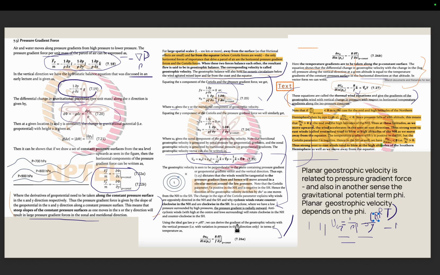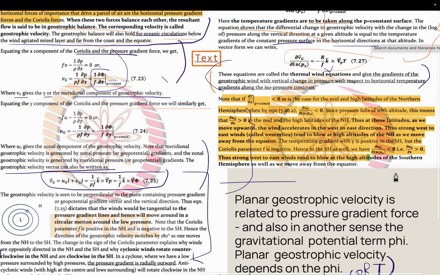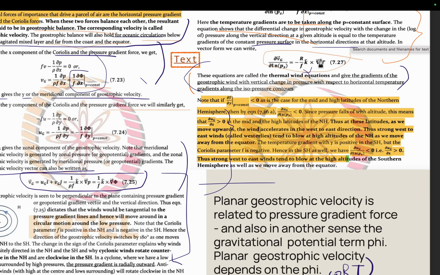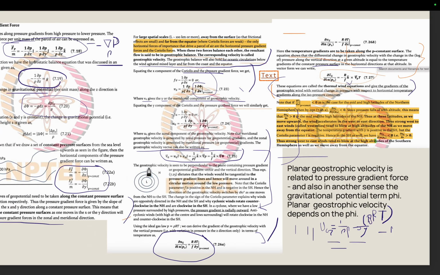1 by rho del p, this term will come here. 1 by p del p, this kind of term will be here. So this is written as log p, but I have to just check. So this equation of how the geostrophic velocity vector changes with the vertical pressure, or the vertical log pressure, is related to the gradient of temperature and the directional component.